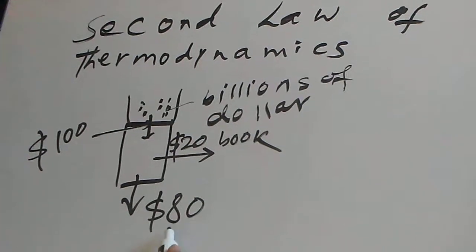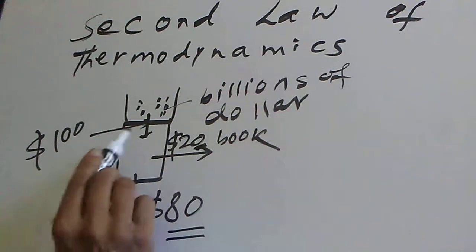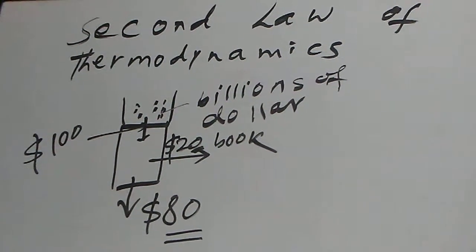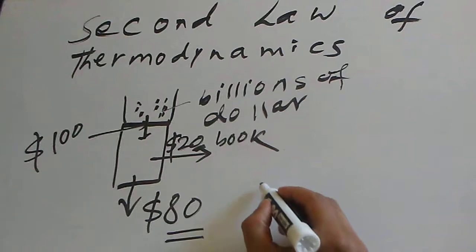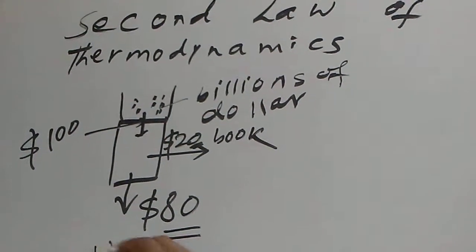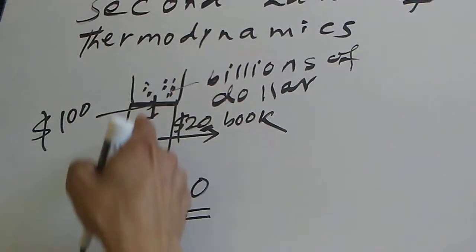You see that? How much you lost? $80. How much you used? $20. How much you got? $100. So what is the efficiency of money management here? Your efficiency is how efficient you are in money management. This is waste. This is good, you bought a book, and you got this much.